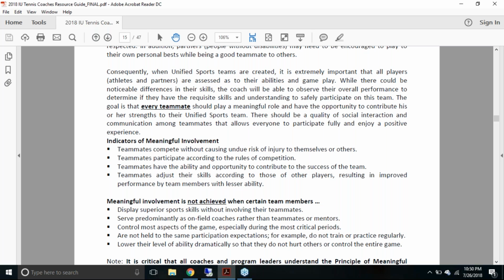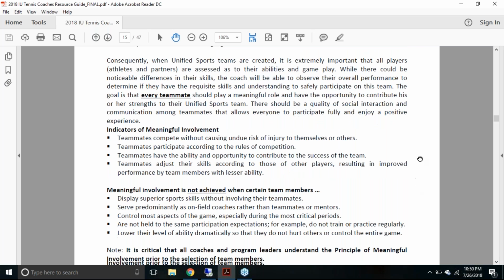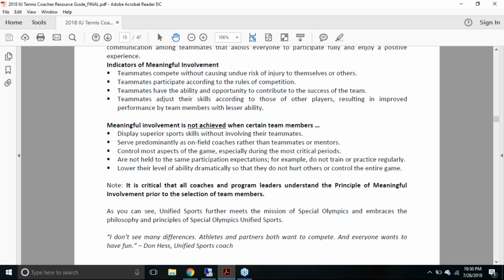The goal is that every teammate should play a meaningful role and have the opportunity to contribute to his unified sports team. There should be a quality of social interaction and communication among teammates that allows everyone to participate fully and to enjoy a positive experience. So this principle is often best understood when looking at examples and non-examples.